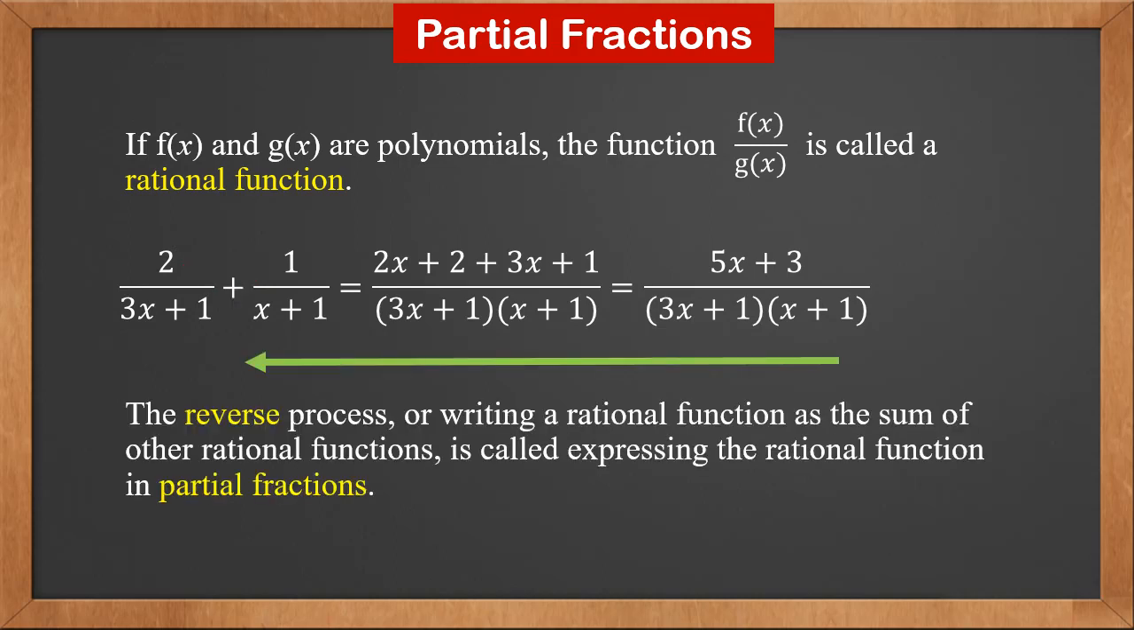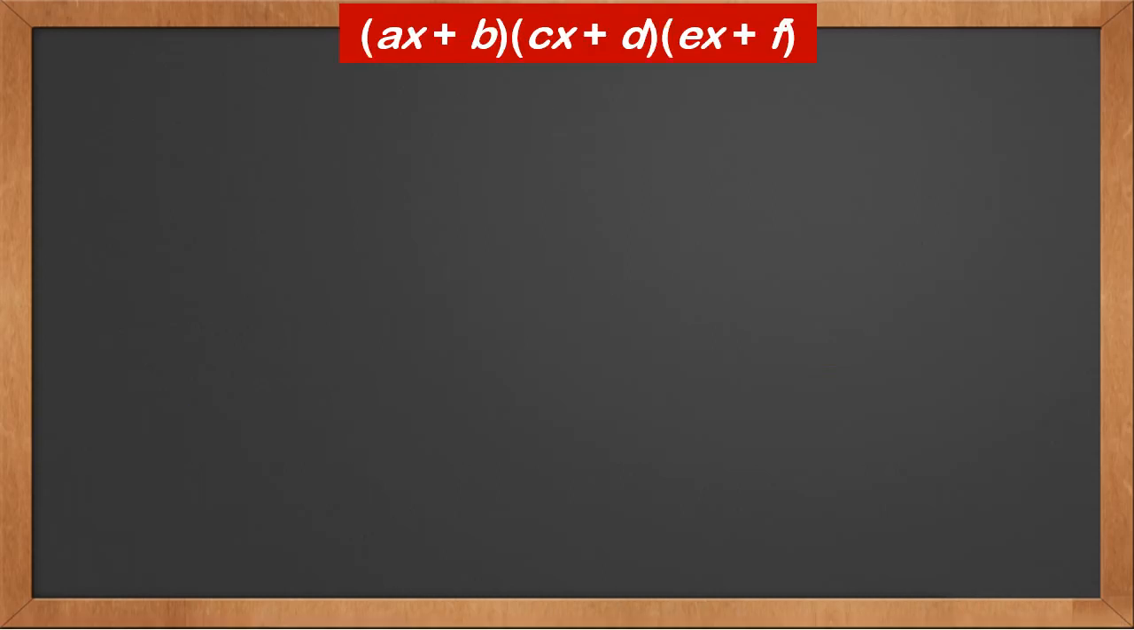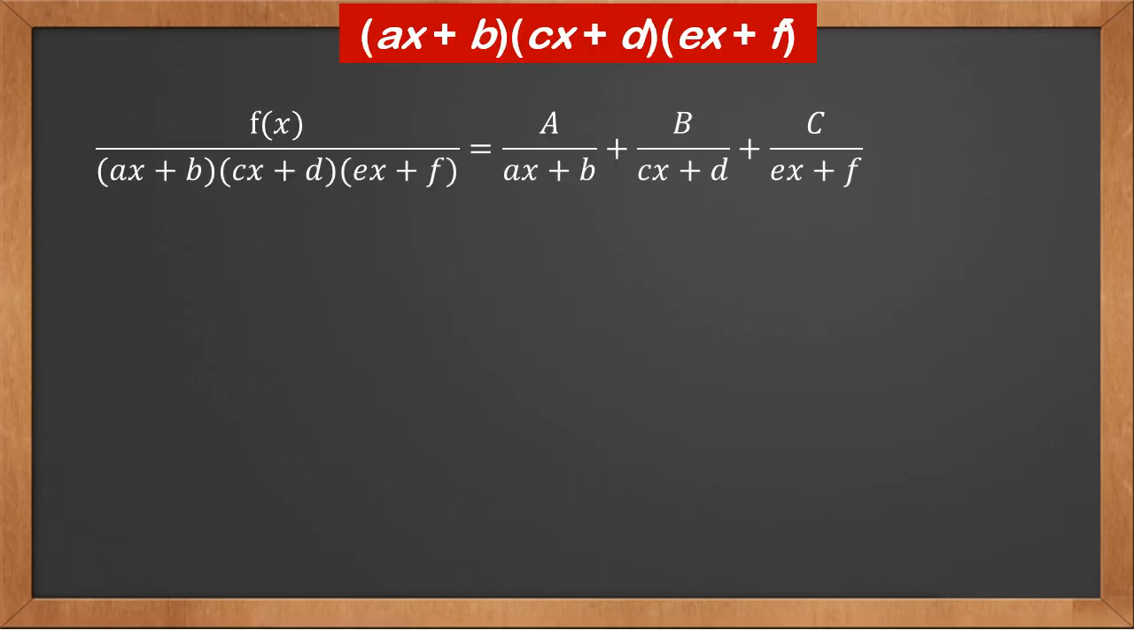The reverse process, or writing a rational function as the sum of other rational functions, is called expressing the rational function in partial fractions. We'll learn how to do partial fractions for three types of denominator. The first type is (ax plus b) times (cx plus d) times (ex plus f). If the denominator is in this form, then the function can be expressed as capital A over (ax plus b), plus capital B over (cx plus d), plus capital C over (ex plus f).